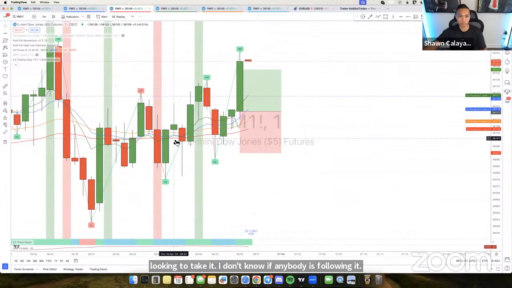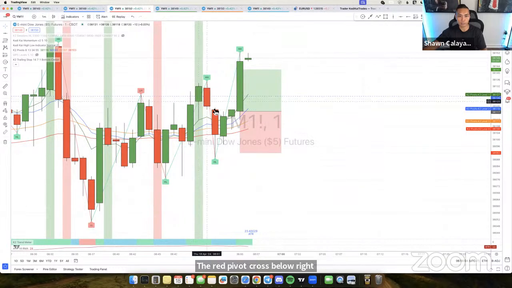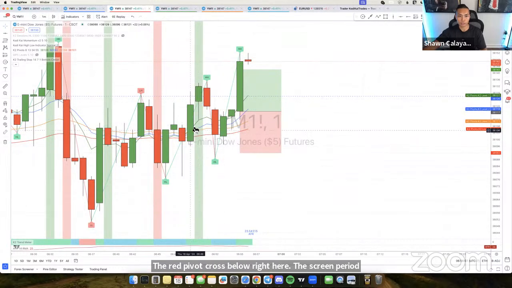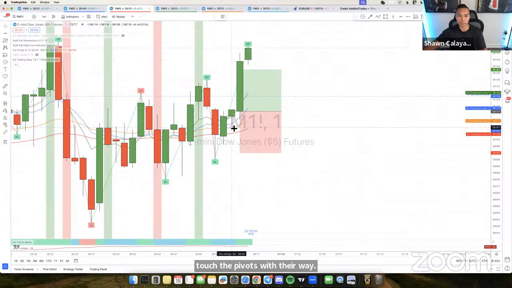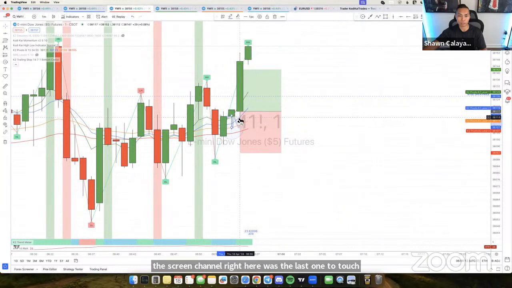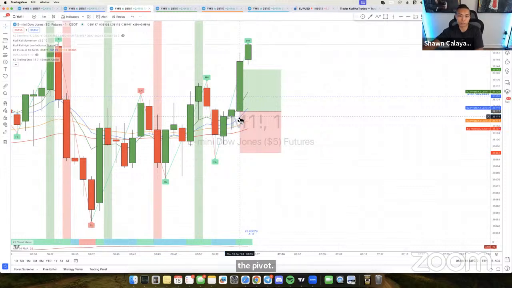The red pivot crossed below right here. This green pivot was the first rejection. None of these candles right here touch the pivots with their wick, so these are all consolidation space candles. And then this green candle right here was the last one to touch the pivot. That's why it's set up for the PRB right there. So this entry right here was the PRB entry.